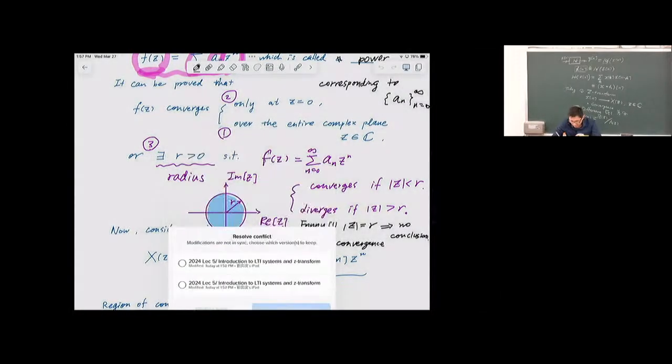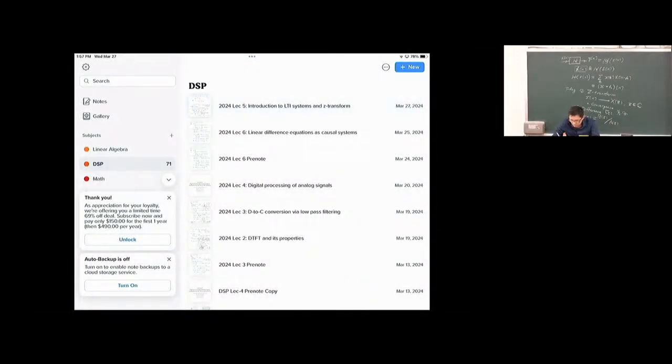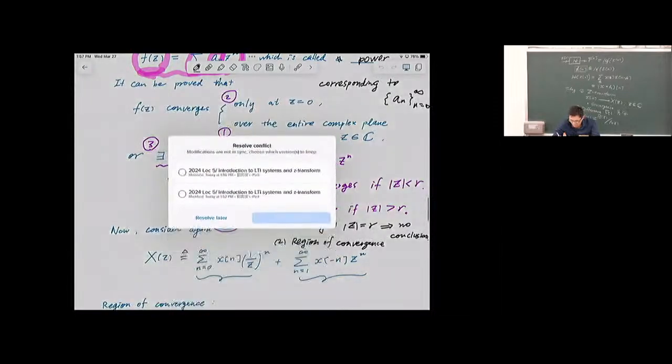What is this? Dude, what is this doing to me? Modifications are not in sync. Which version to keep? The late version, okay?